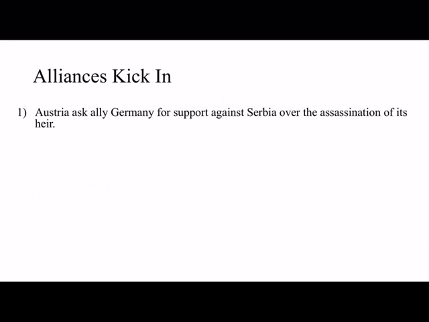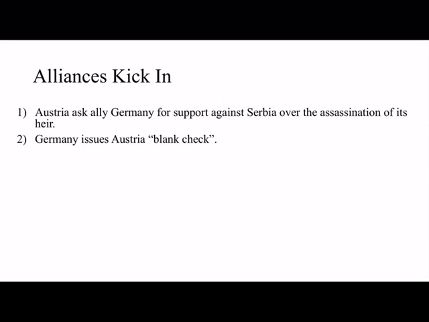So Austria, after the assassination of its heir, is going to ask Germany, its major ally, for support against Serbia over the assassination. Germany is going to issue Austria what we call today the blank check. Kaiser Wilhelm II, King of Germany, is basically going to give Austria this blank check: we're going to have your back, whatever you decide.